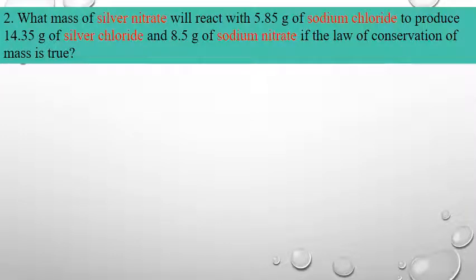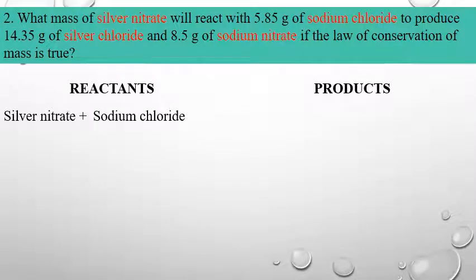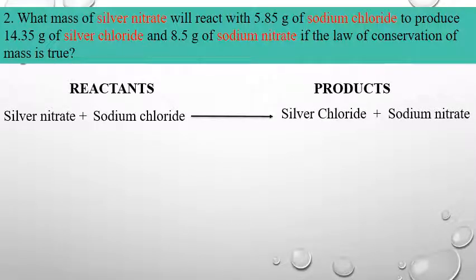Next we have: what mass of silver nitrate will react with 5.85 gram of sodium chloride to produce 14.35 gram of silver chloride and 8.5 gram of sodium nitrate, if the law of conservation of mass is true? So here we have to again write reactants and products. Our reactants, silver nitrate reacts with sodium chloride, producing silver chloride and sodium nitrate.